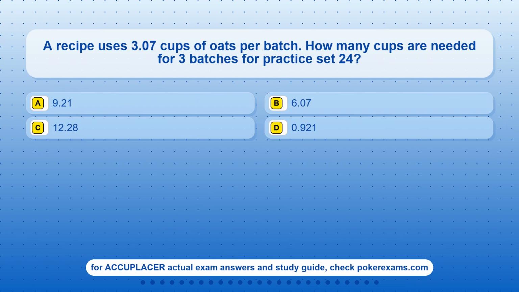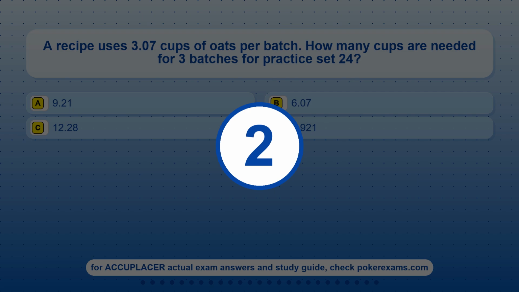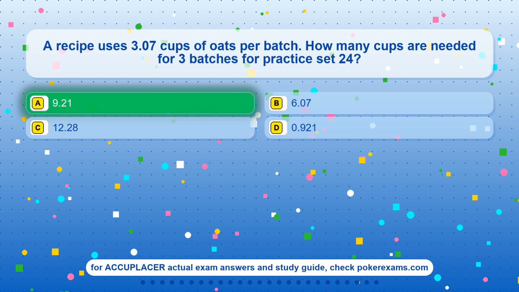Question 15. A recipe uses 3.07 cups of oats per batch. How many cups are needed for 3 batches for practice set 24? Option A, 9.21. Option B, 6.07. Option C, 12.28. Option D, 0.921. The correct answer is option A, 9.21.